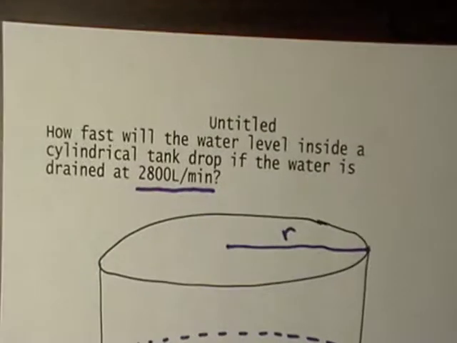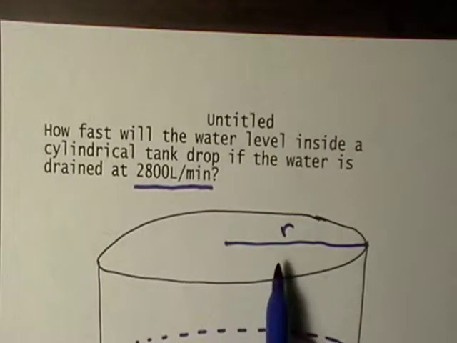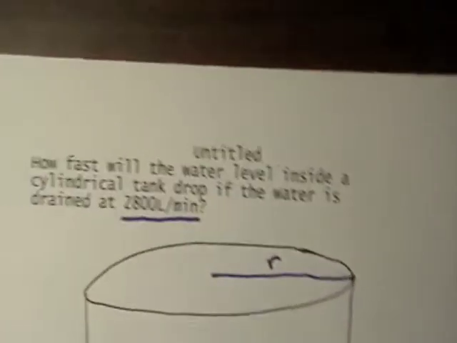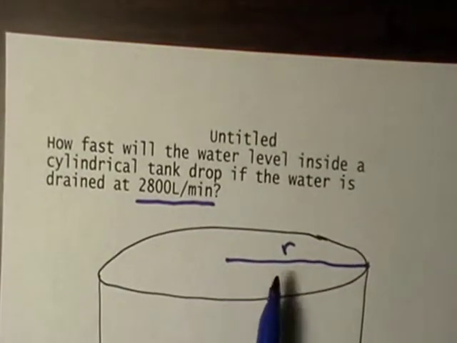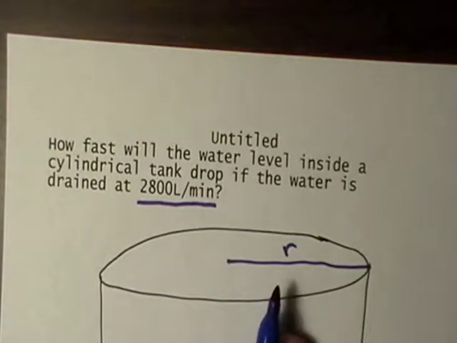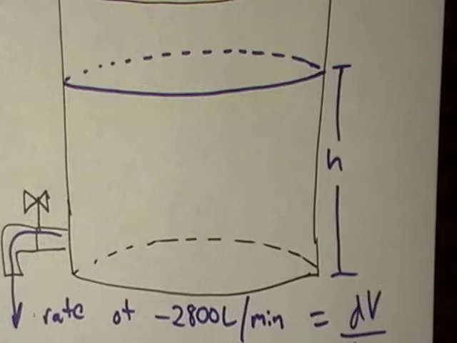Okay, R, this is the radius. And as the water drains, the radius is going to stay the same, so it's going to be constant. I left it as an R on purpose because sometimes it's a little tricky. You're used to treating it like a variable, but we're going to treat it like a constant this time. And then we also have H, the height.